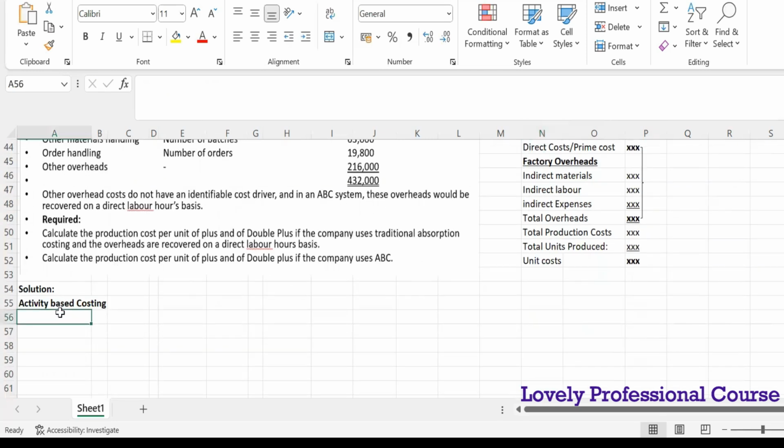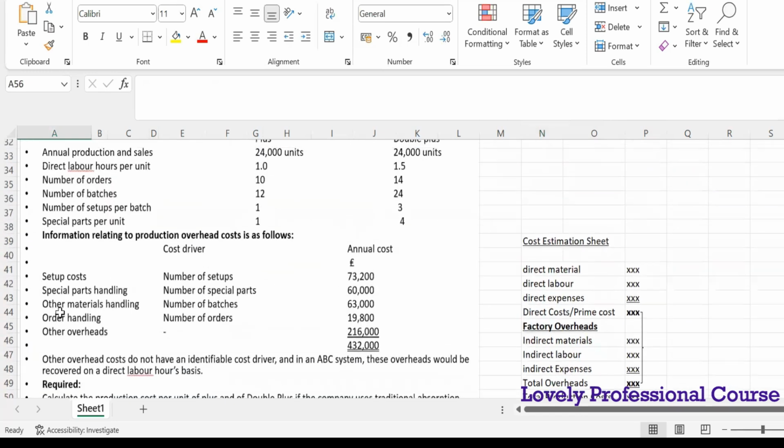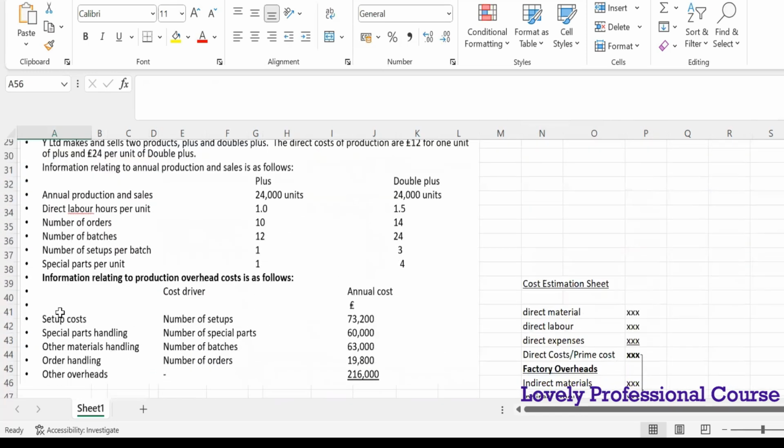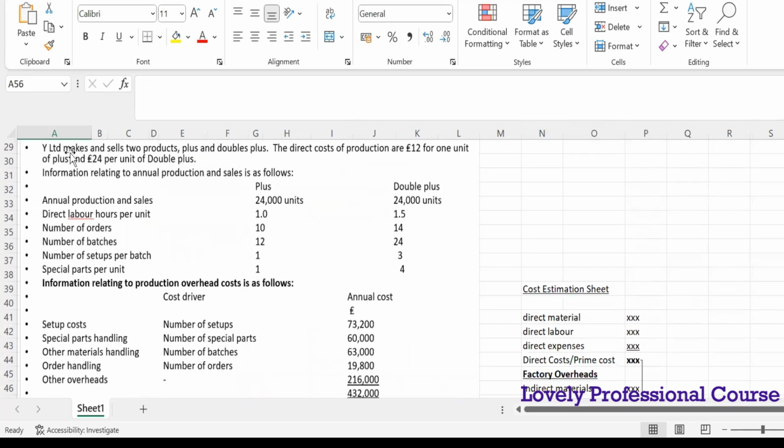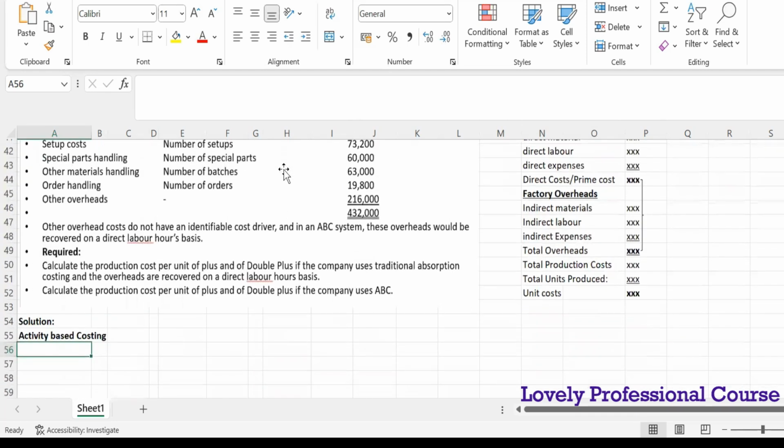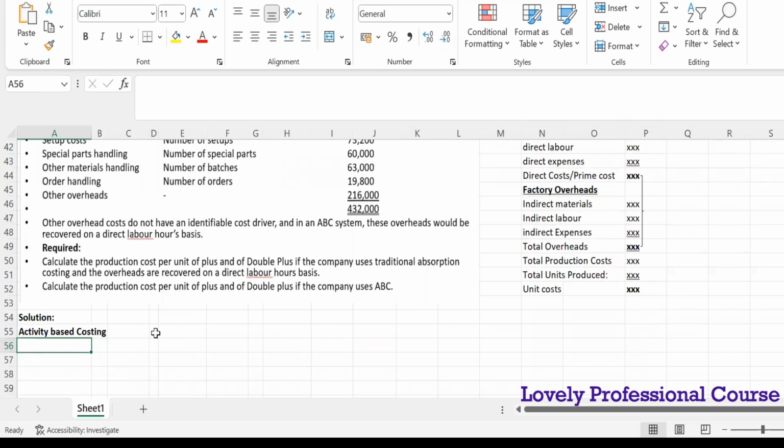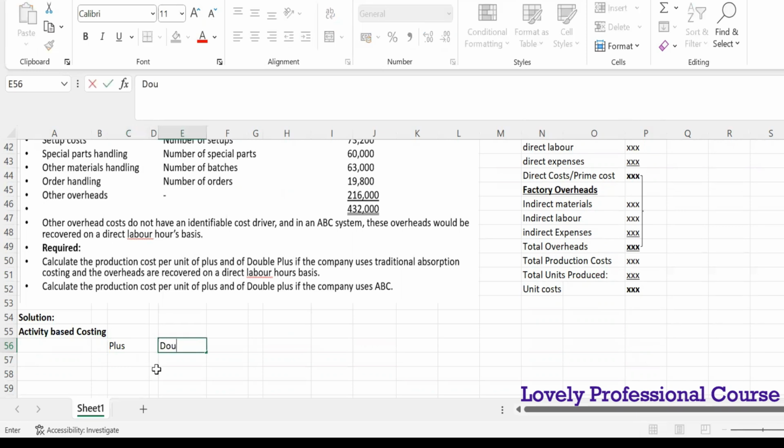Now, on activity-based costing, from our question, what are our cost centers? They are saying this Y Limited makes and sells two products, price and double price. So we are producing price and double price, and they want us to determine the cost per unit of price and double price. So let's put here our products, our cost centers.